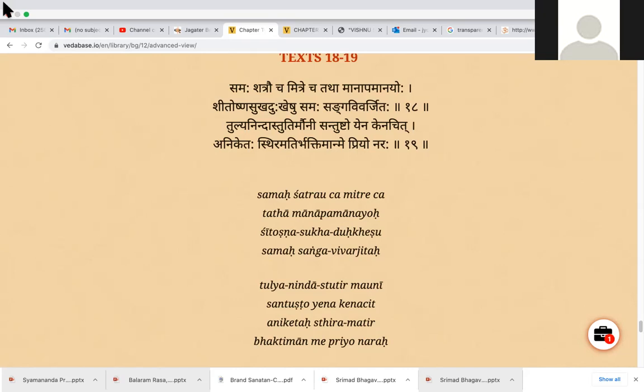तथा मानापमानयोः तथा मानापमानयोः. So it is mana plus apamana.